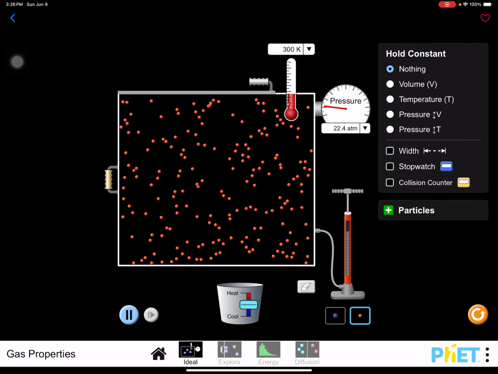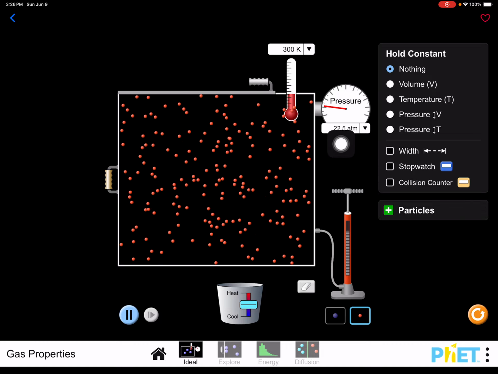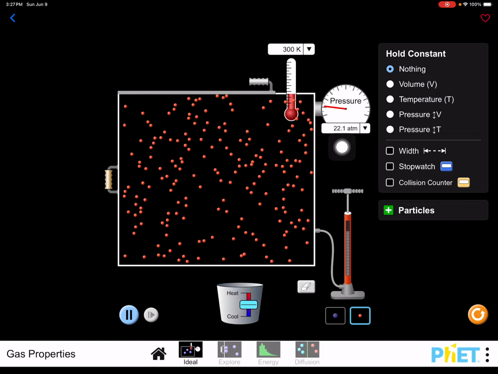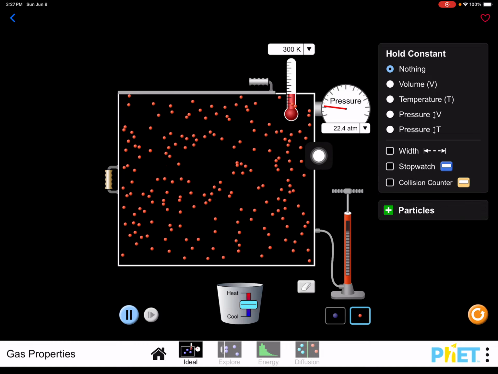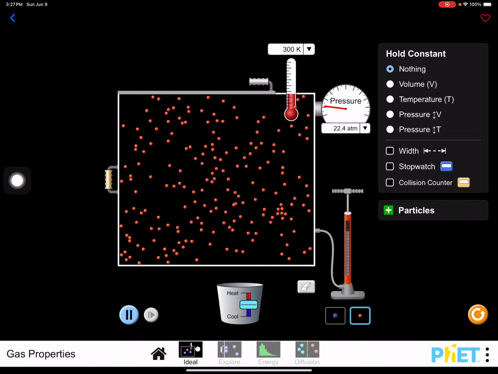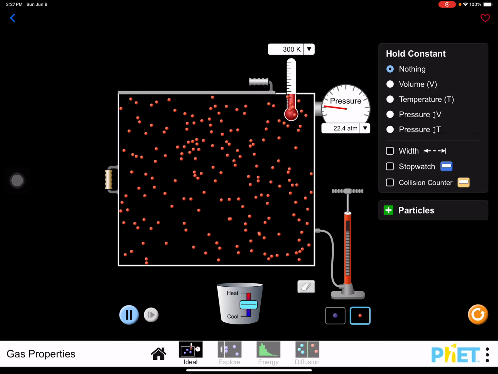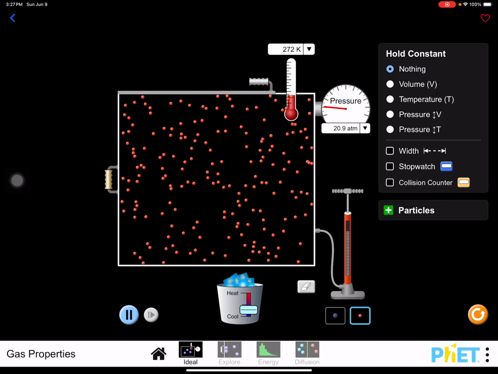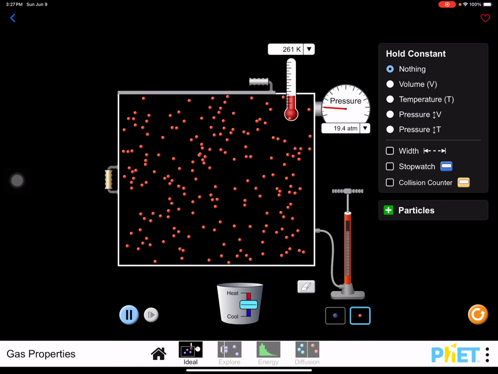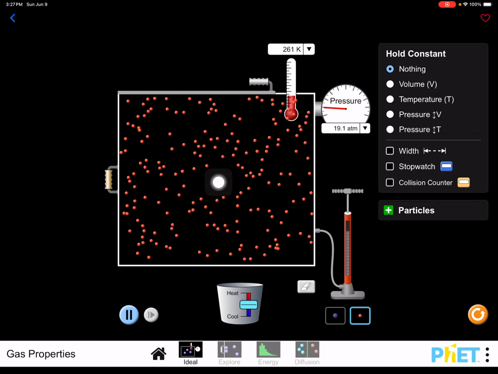Right, so here's a gas, and see, this is quite a high pressure. This is 22 atmospheres. So let me change this pressure to about 20 atmospheres. There you go. So that's about 20 atmospheres. I changed it to 20 atmospheres.